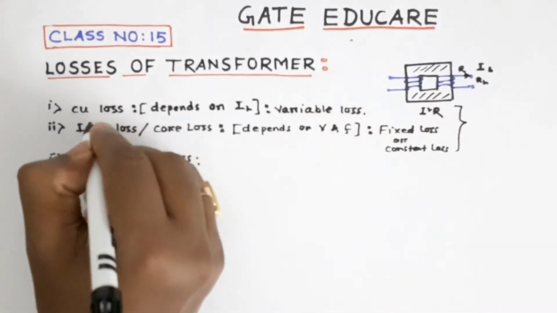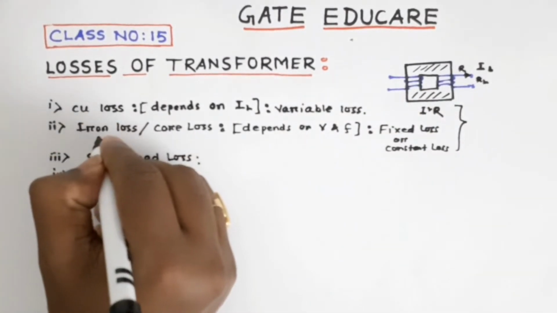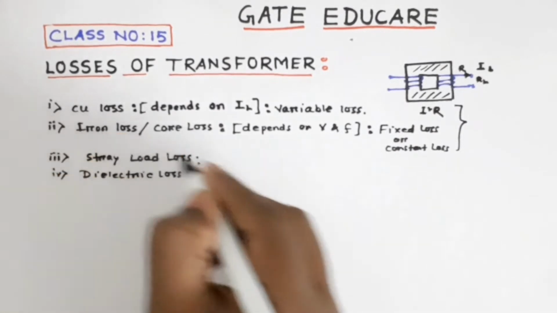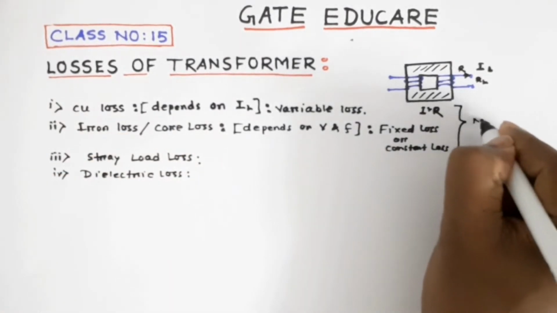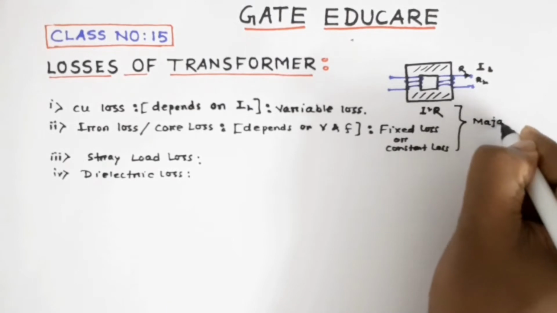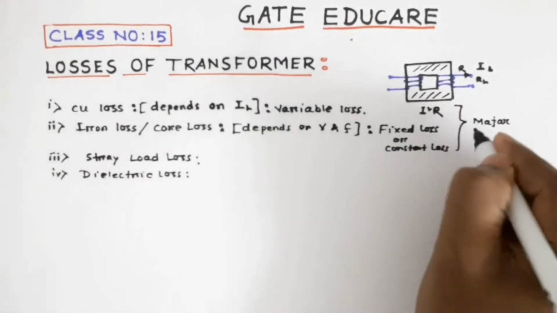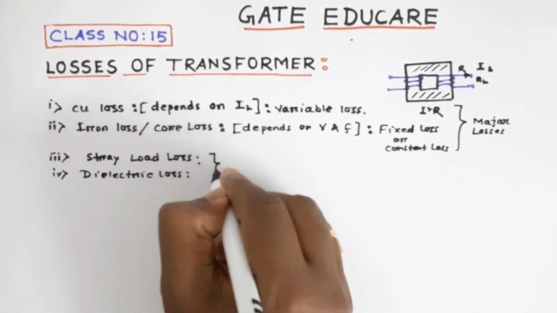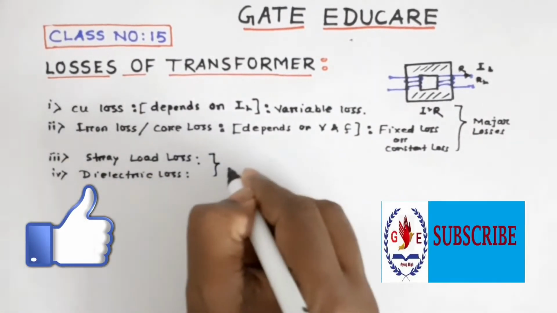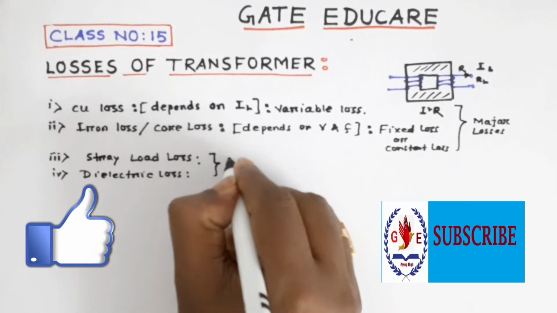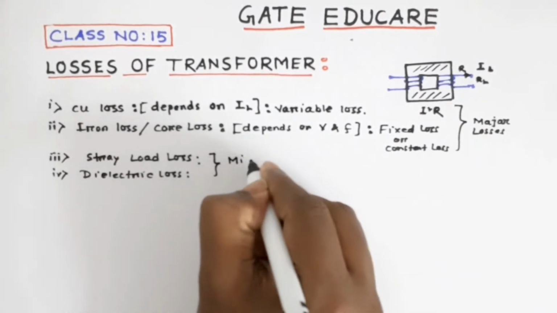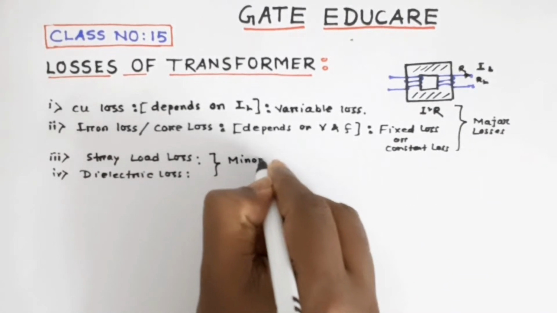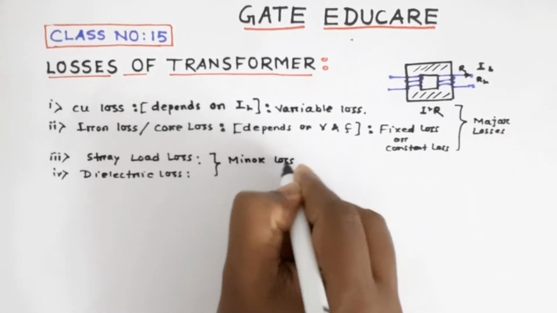Mainly, the copper loss and iron loss have the major contribution of losses. Therefore, they are called major losses. And stray load loss and dielectric loss have a minor effect on the losses, therefore they are called the minor losses.